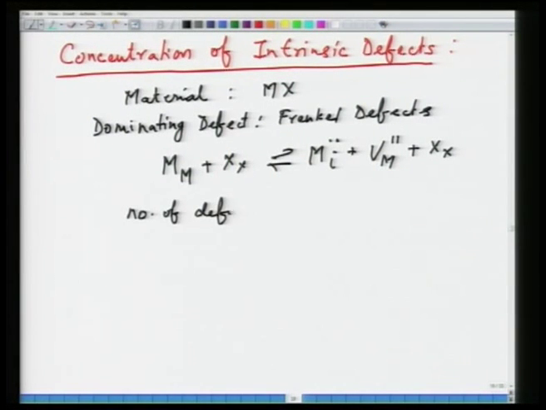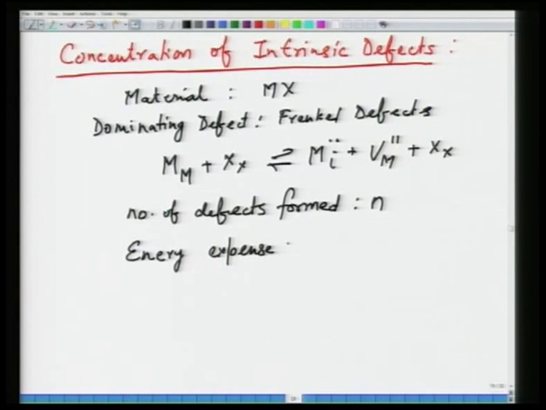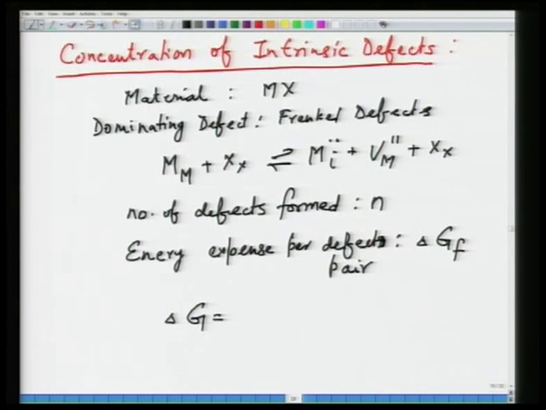Let us say the number of defects that are formed is n, and the energy expense per defect, let us say, is delta Gf. Basically per defect pair, because here you are going to form a pair. The moment you form a metal interstitial, you have a metal vacancy. So, the energy expense per defect pair is delta Gf. What is the net free energy change? Delta G from a zero defect state to an n defect state is equal to G minus G naught. G naught is the defect-free state. So, this would be n delta Gf.